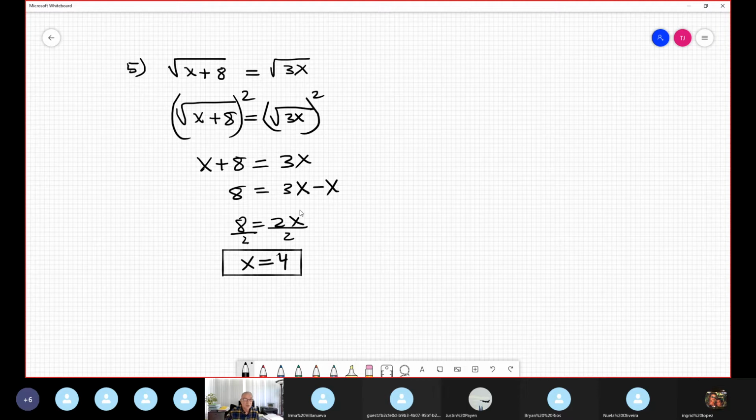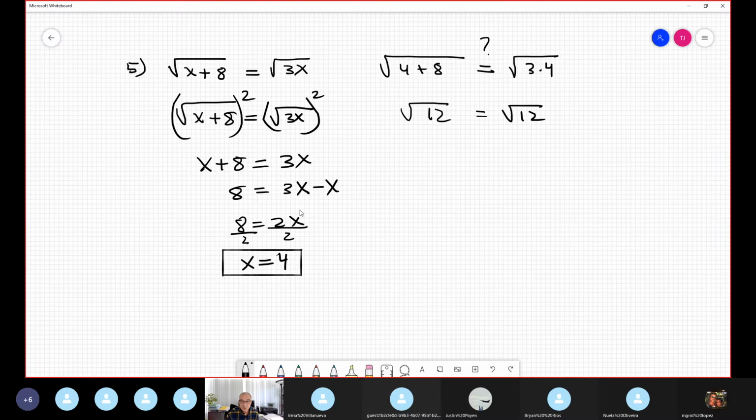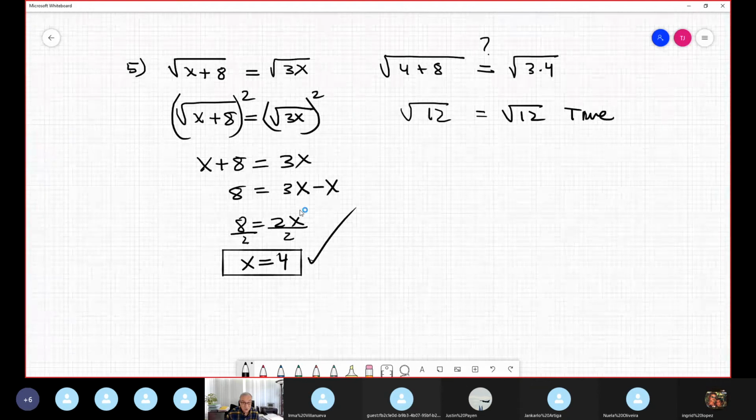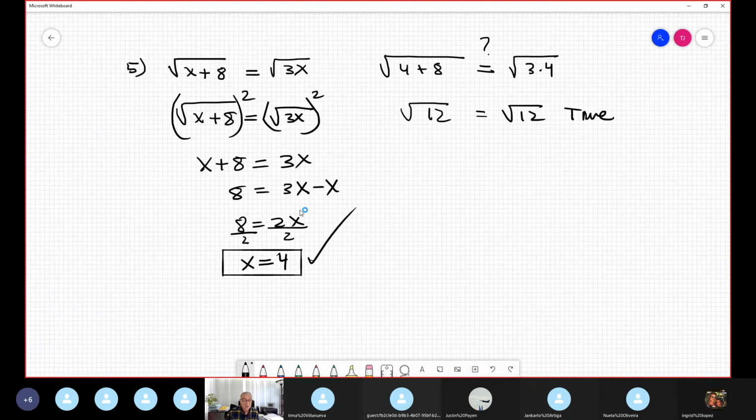I need verification, plugging into the original. I need to verify that 4 plus 8 inside the first square root should be equal to 3 times 4. This is 12 and this is 12. This is a true statement. This solution is good. And this case was easy.